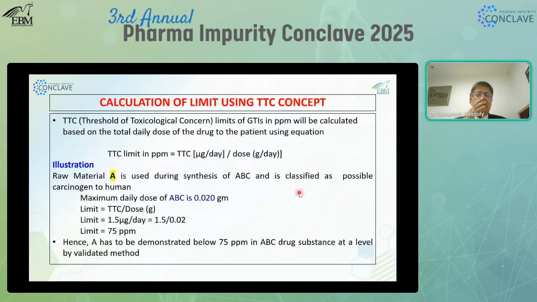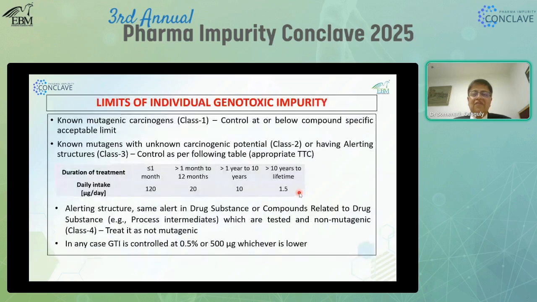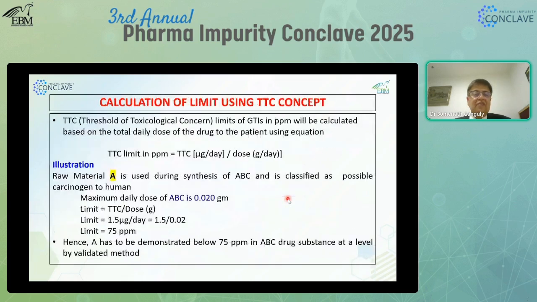One calculation again I have to show, which is also very well known: how to calculate the genotoxic impurity specification in parts per million. What is the TTC in micrograms per day? Suppose it is a lifetime exposure. If it is in this category, we have to consider 1.5 and then divide by the maximum daily dose.